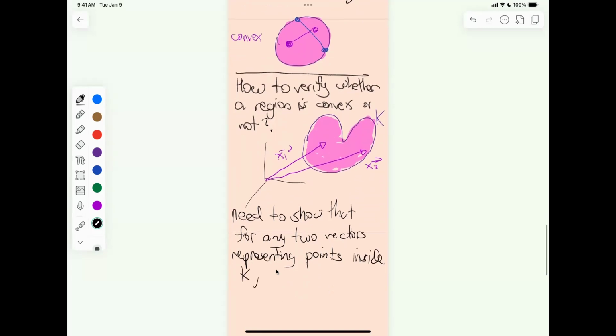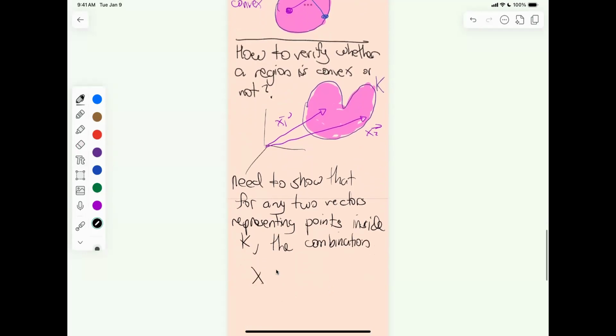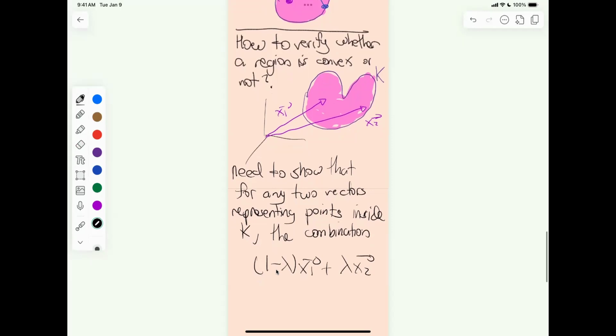the combination, right? We already have an expression for the line segment between them. Oh, sorry, I was writing it as 1 minus lambda x1 plus lambda x2 is also in the region. Also represents a point in the region.